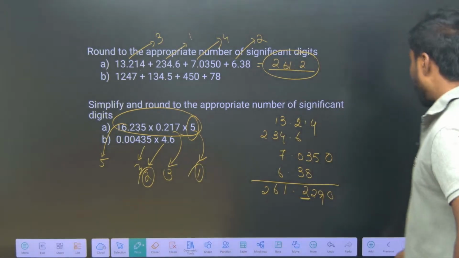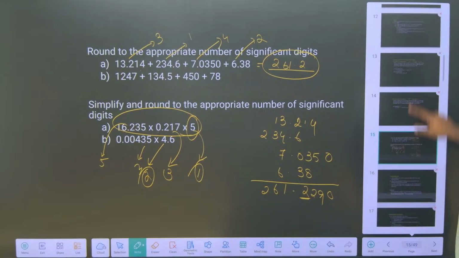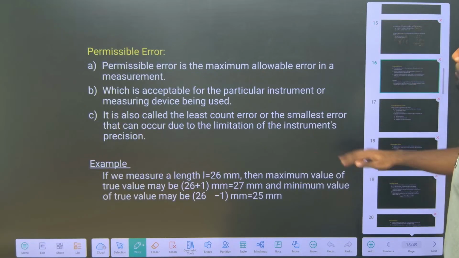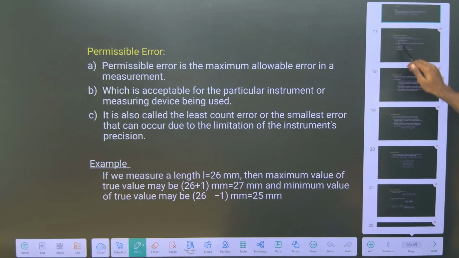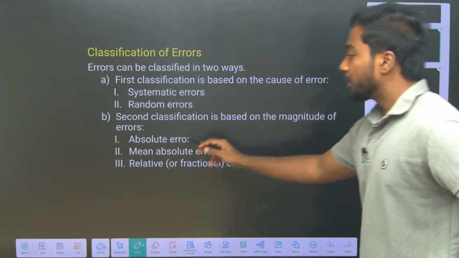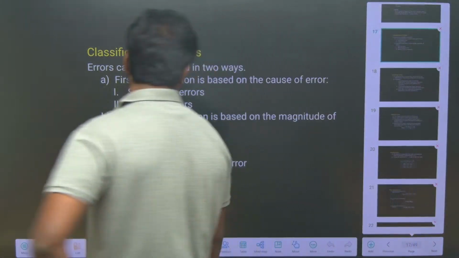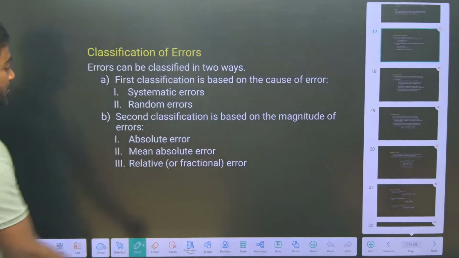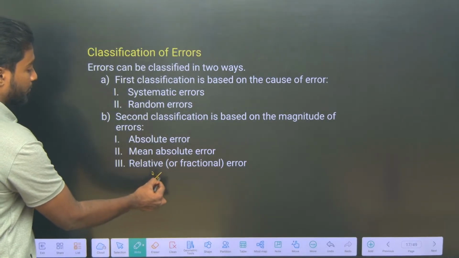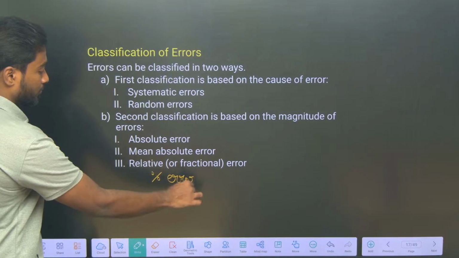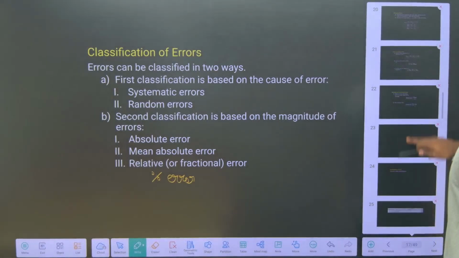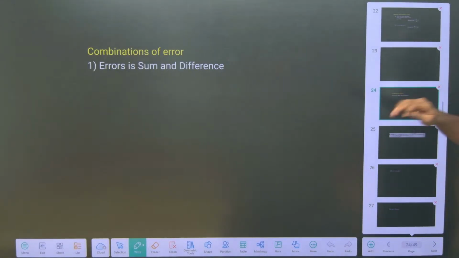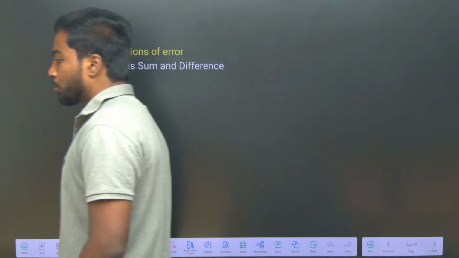Okay, so up to this we have seen, right? Yeah. Next is permissible error. We have seen classification of error, that is systematic, random, absolute error, mean absolute error, relative error or fractional error. After this a percentage error also we have seen, right? So now we will go ahead with the topic, that is combination of errors. So how can we combine 2 errors?